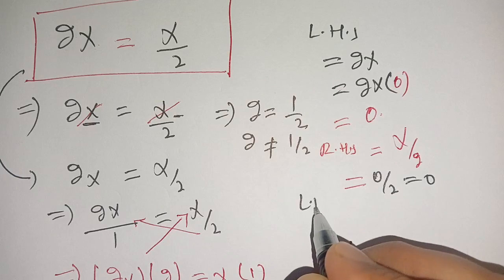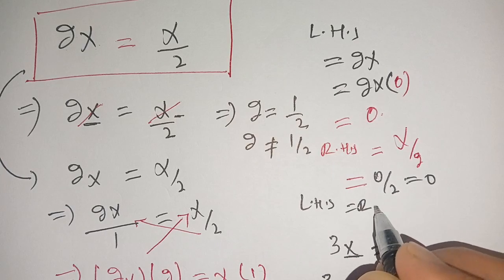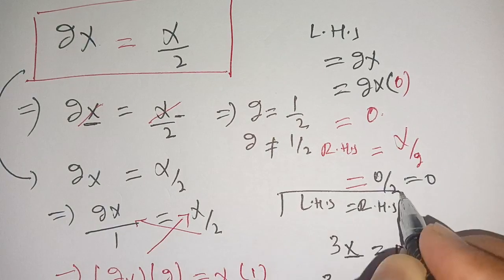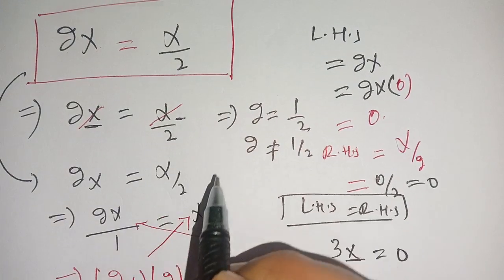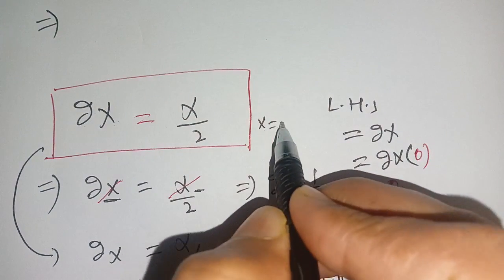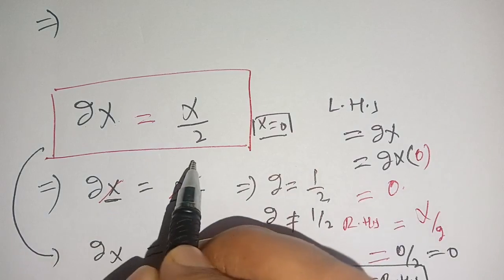Thus our left-hand side is equal to our right-hand side, which means that x = 0 is the only solution of this equation.